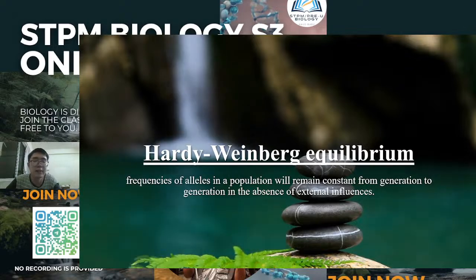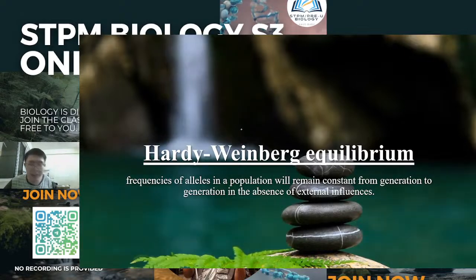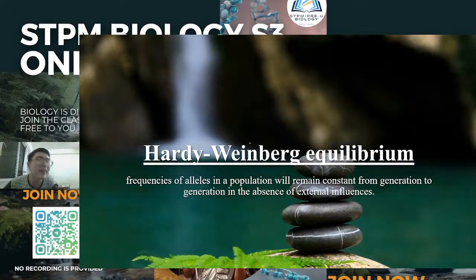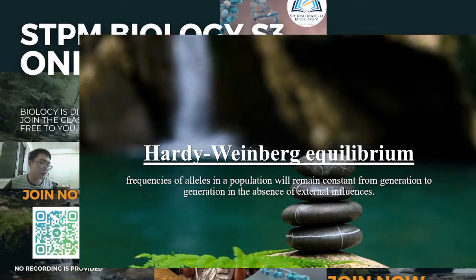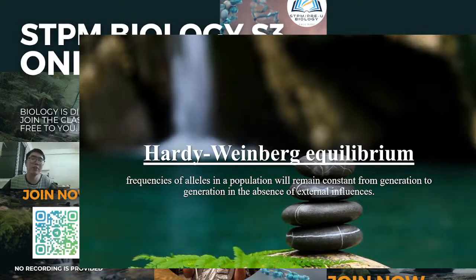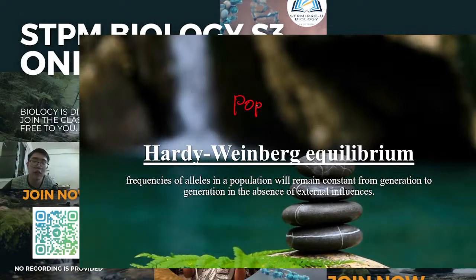So this is the scientist who created this equation. He created this equation. But how he created it, I don't know, because I am not a mathematics professor. So if you ask me how he derived this equation, I don't know. But this is the equation he created, and then we need to learn about population genetics.